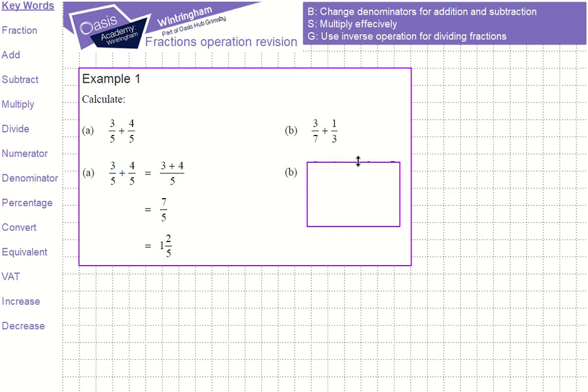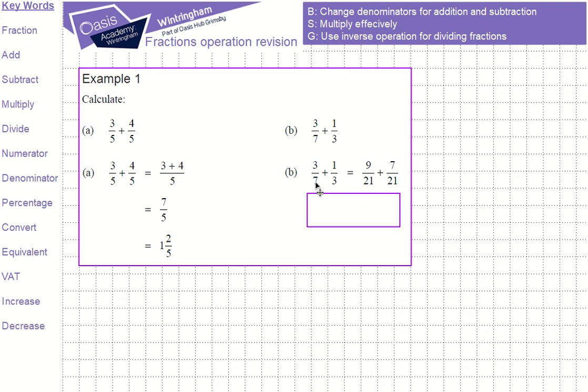And let's have a look at how they start this question. 3/7 plus a third. This question is different to the last question because the denominators are different. So the number on the bottom is what we call the denominator. Here we've got 7 and on this fraction it's 3. And we need to think of a number that's in both of the times table of 3 and 7 and we need to find the lowest common multiple of 3 and 7. So the lowest common multiple of 3 and 7 is 21.